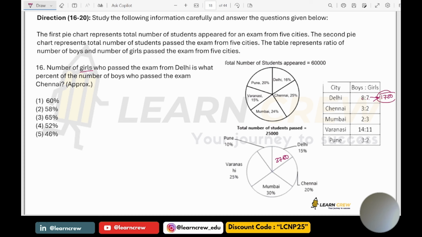It is what percentage of number of boys who passed from Chennai. So total number of students who passed from Chennai is how much? 20% of 25,000 is actually 1/5 of 25,000, 5,000. And here boys from Chennai would be 3,000. Okay, this 1750 is what percentage of 3,000 is the question. Approximately, it is how much? 58.33%. So the answer is option 2.